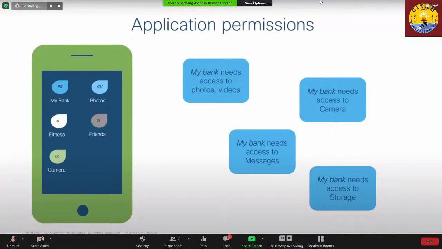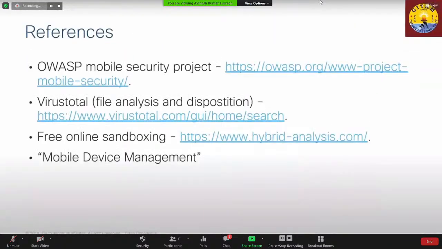So when you are designing a mobile application, think about what sort of data you need, or what sort of access permission you need. If you don't need camera access, do not ask for it. So that's the end of the session.